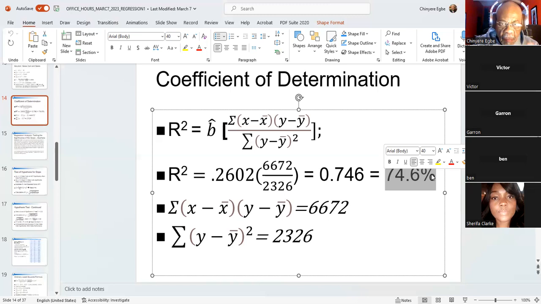So this is how you plug in the formula, and it says that only 74.6% of your success explains how much you can sell. And so the coefficient of determination is 74.6%. And so we take it from there.